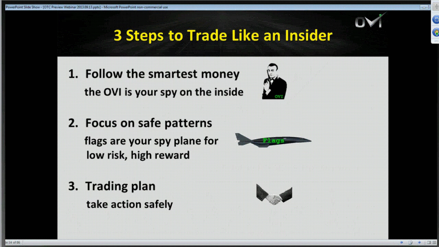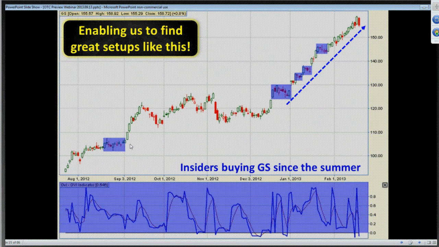Secondly, we focus on safe chart patterns. Now, the flags, if you like, are like a spy plane to make sure that you're trading in the right terrain. And again, the beautiful thing about these patterns is that they set up a trading plan that can inherently be low risk, but also high reward. I will show you that too. The next part is the trading plan itself. It's the ability to take action safely and with clarity. So those are three steps to trading like an insider.